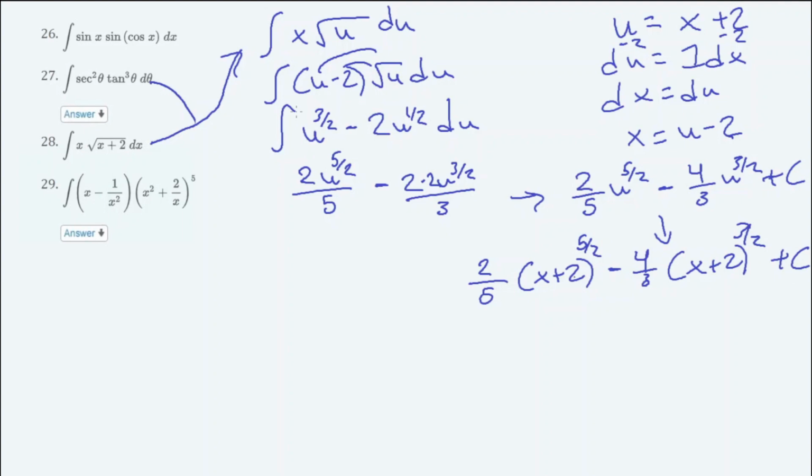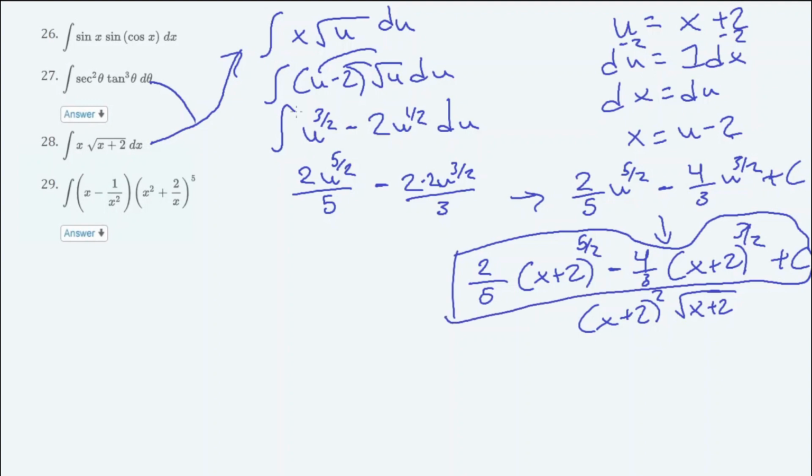And of course, you could break x plus 2 to the 5/2 into x plus 2 squared multiplied by the square root of x plus 2. So you could break it up like that as well, but I'd say the most simplified version is right here for number 28.